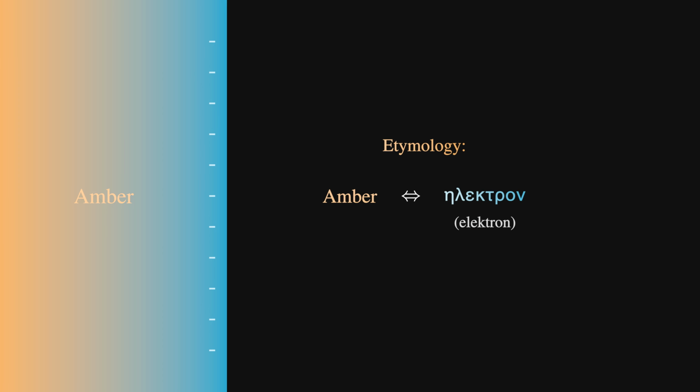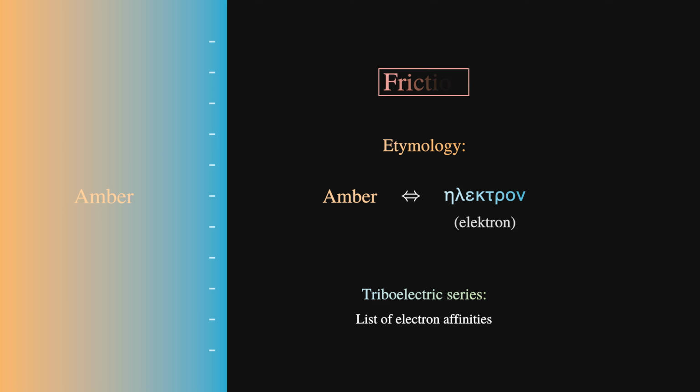If you are curious about electron affinities, you can look up the triboelectric series, which is a list of materials from the highest affinity to the lowest. If you rub a material with a higher affinity with one with a lower affinity, the one with the higher affinity becomes more negatively charged, while the one with the lower affinity becomes more positively charged. This method of charging an object is more generally known as charging by friction.